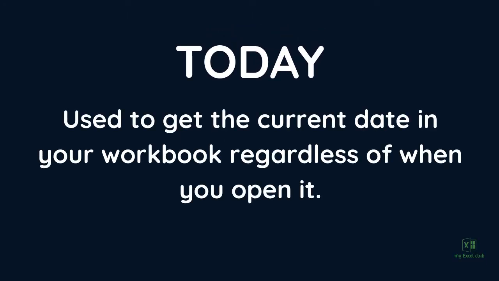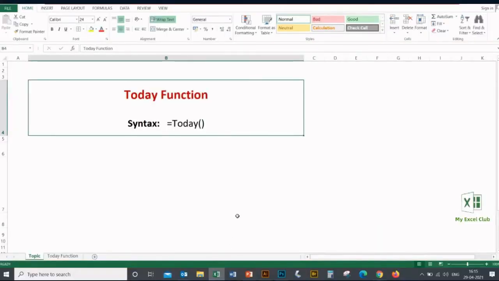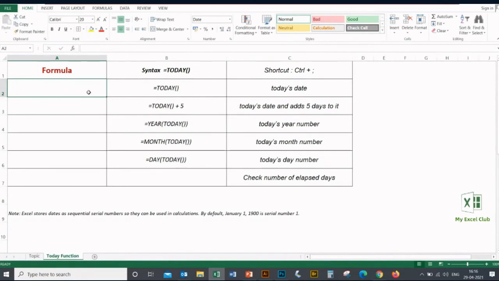The TODAY function is very simple and it is used to get the current date in your workbook regardless of when you are opening it. For example, if I am opening my workbook today, it should show me the date of today, and when I open it tomorrow, it will show me the date of tomorrow. Let's see how it works. The TODAY function is very straightforward. It has no arguments, so you can directly write the formula in this cell. So let's say I write equal to TODAY bracket open close and then press enter.